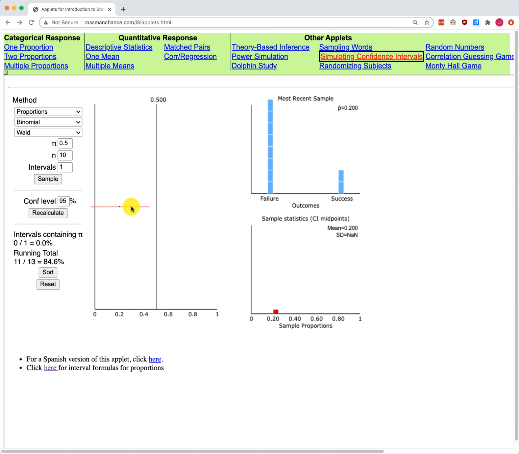So I'm going to speed this up a little bit because we got 13 samples taken total, and 11 of them had green bars, and we only had 2 of them with red bars. I happened to catch us on the second one. So if I keep pushing sample, you can watch where the center of the interval lands. There's another red one. Let's speed this up. I don't want to make 1 interval at a time. Let's make 10 intervals.